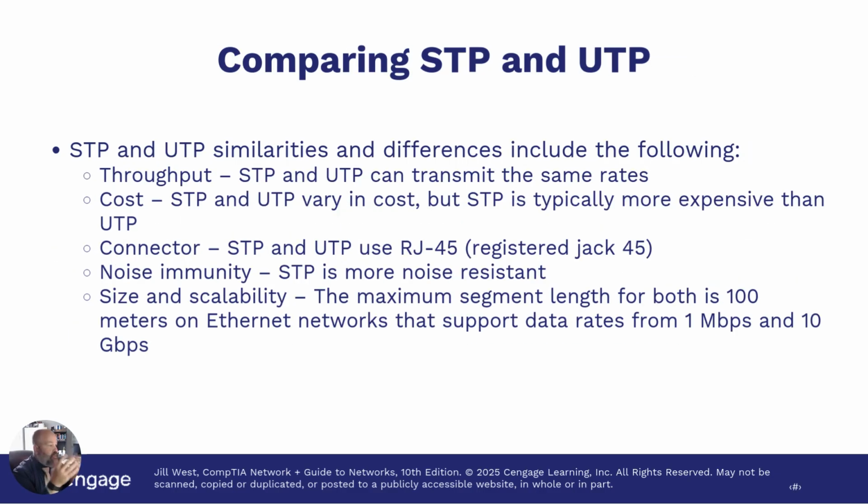They also get the job done. I mean, they both work. They're just kind of suited for different situations. STP is more expensive, but better at handling noise. UTP is cheaper and easier, but it's less protected. If you're wiring a home or office, UTP is usually fine. If you're wiring a factory floor next to a giant motor, then STP would be the smarter choice.